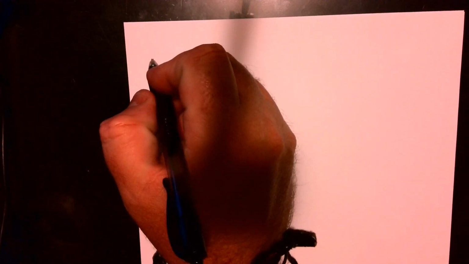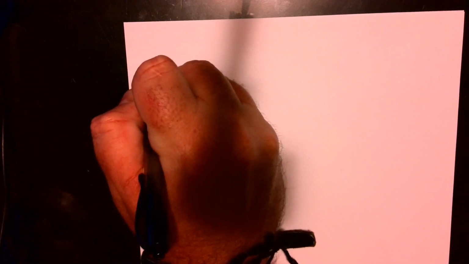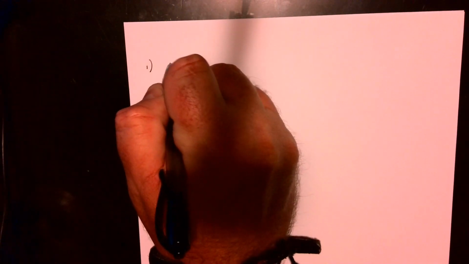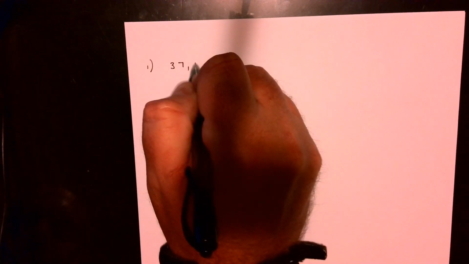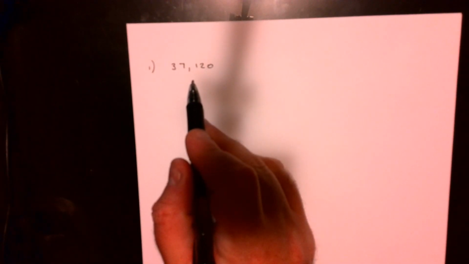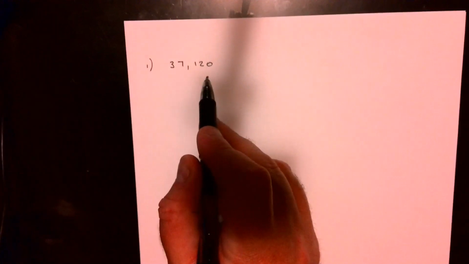Okay, today we want to start looking at scientific notation to review for the test later this week. So if you remember back, we have two forms. We have standard form and we have scientific notation form. If we have numbers written in this form, 37,120, this is in standard form.